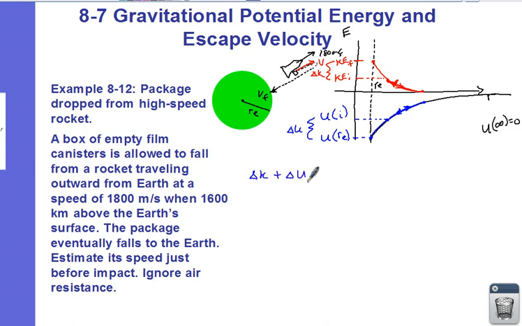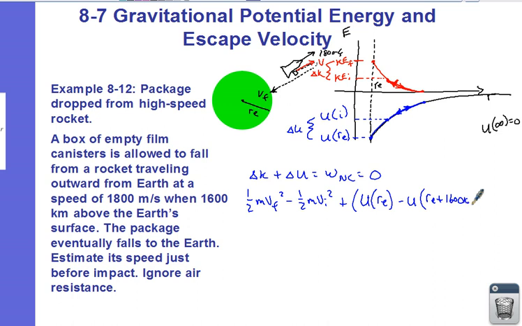Delta K plus delta U is equal to work non-conservative. And in this case, since gravity is a conservative force, those changes would essentially offset each other. 1/2 mv final squared, that would be the velocity on impact, minus 1/2 mv initial squared, the initial speed, plus, let's see, delta U, its final gravitational potential energy would be U at the surface of the Earth, and the initial gravitational potential energy would be U at the radius of the Earth plus 1,600 kilometers. And when I do that entire change, I get 0.